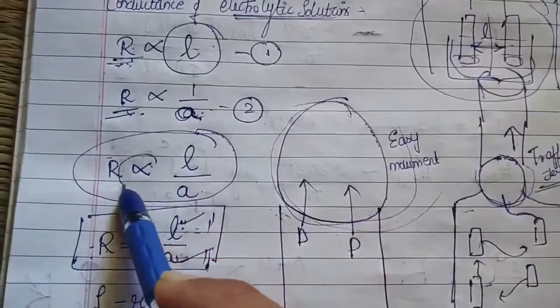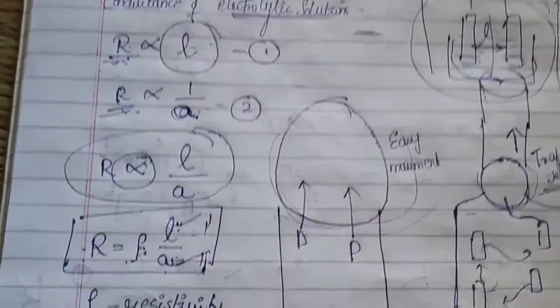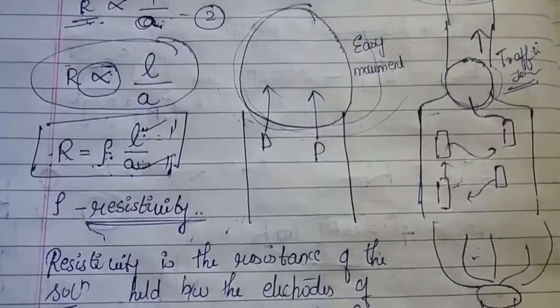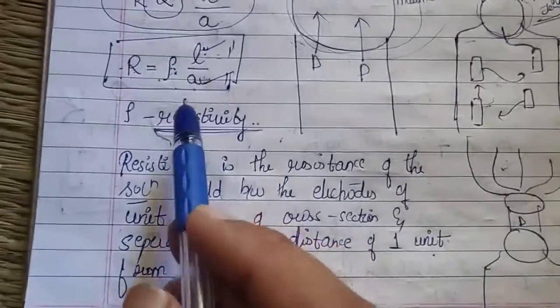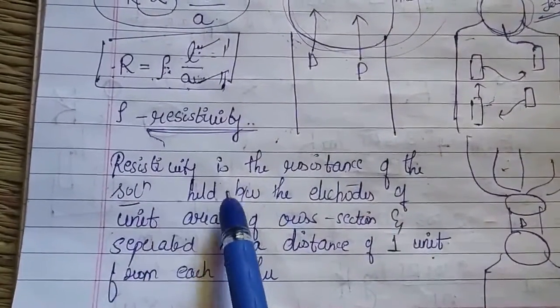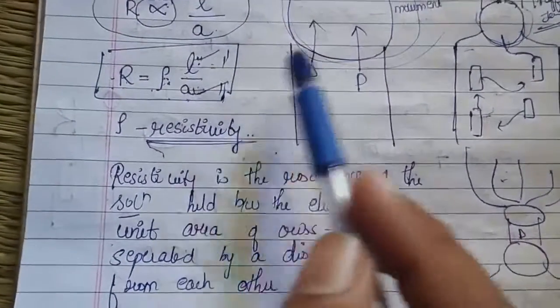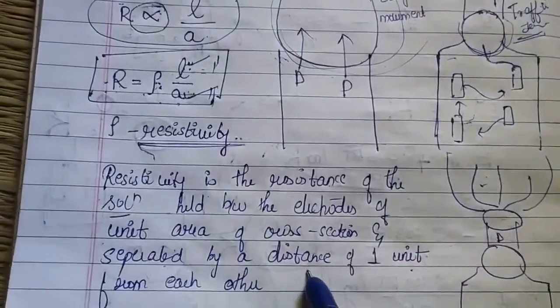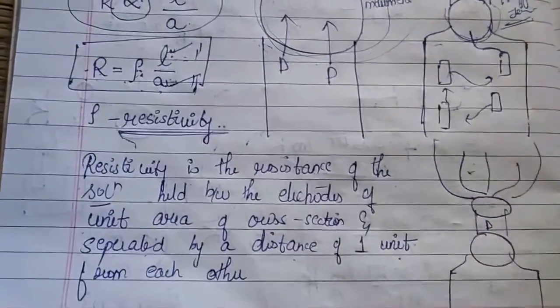In order to remove this proportionality sign, what do you have to add? A proportionality constant, which is called rho, and that rho is called what? Resistivity. So how can resistivity be defined? It is the resistance of the solution which is held between the electrodes of unit area of cross section and separated by a distance of 1 unit from each other.